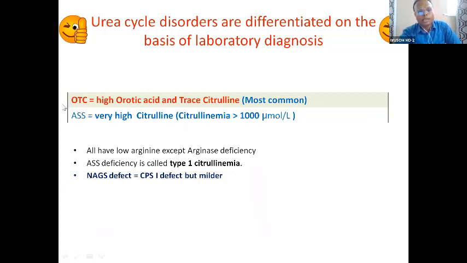And you can use this same OTC as a mnemonic also. O for orotic acid. Orotic acid is high, citrulline is low. Wherever in a question you find that the citrulline is very, very low, that is a clue that this disorder will be OTC. But along with low citrulline, there has to be high orotic acid. Then which disorder is it?